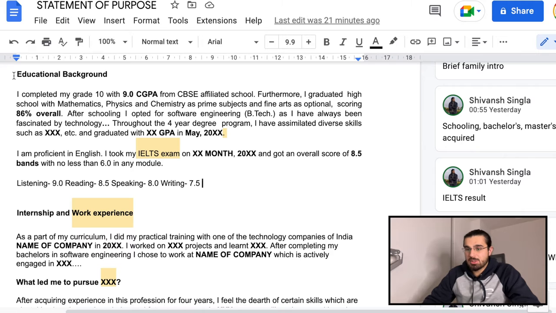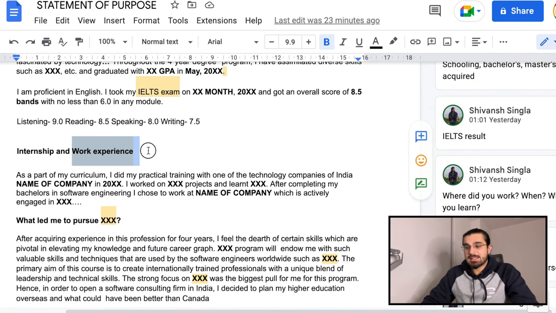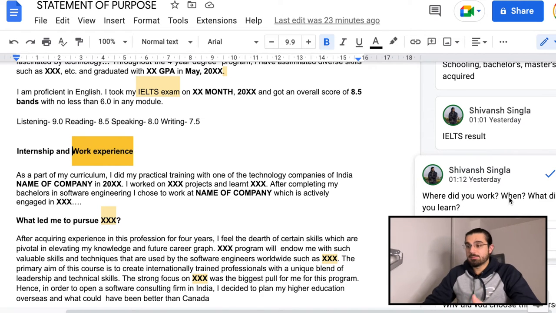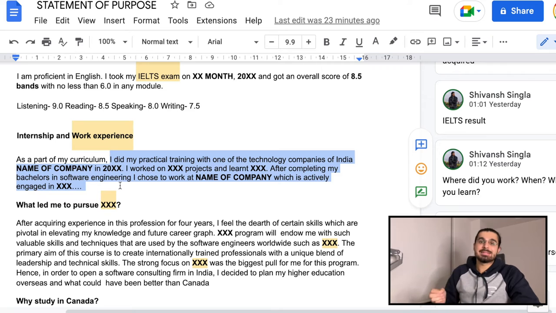So once you're done with your educational background, you will focus on your work experience. So this is a section where you will talk about all your prior internships and all your work experience up till now. And for each of the companies that you worked for, you should mention where you actually worked, when you worked there, and what you actually learned in that job. So that's basically what's outlined in this example here, and you need to modify this based on your experience and what skills you learned throughout those experiences.